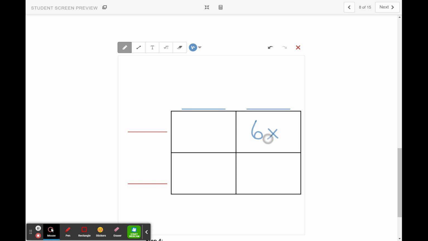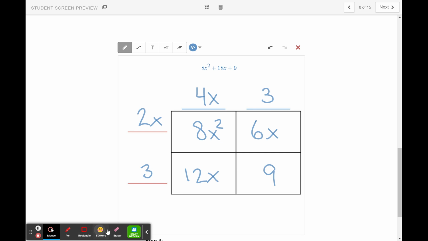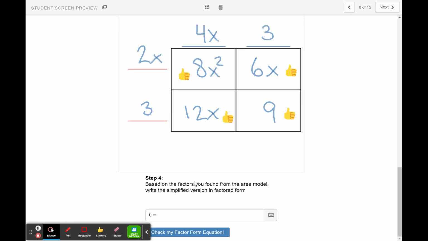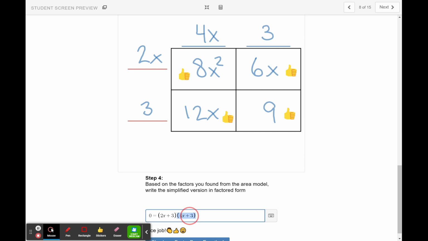Now the whole reason we did this was 6x and then 12x. Now from the original problem, original equation, our first term is 8x squared. Our last term is 9. So then we find the GCF. 8x squared and 6x is going to be 2x. GCF of 12x and 9 is going to be 3. This will be 4x. This will be 3 as well. And remember, please double check. 2x times 4x gets me 8x squared. 2x times 3 gets me 6x. 3 times 4x gets me 12x. And 3 times 3 gets me 9. So all of those features work. So then I'm just going to put the two binomials together. All right, good to go.